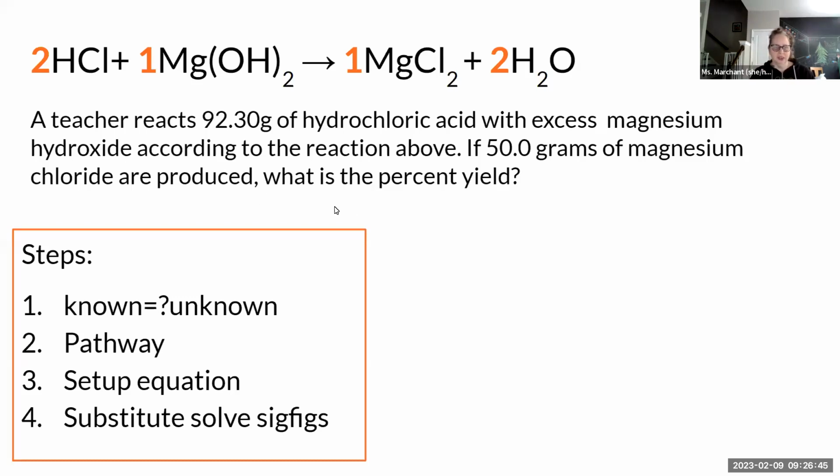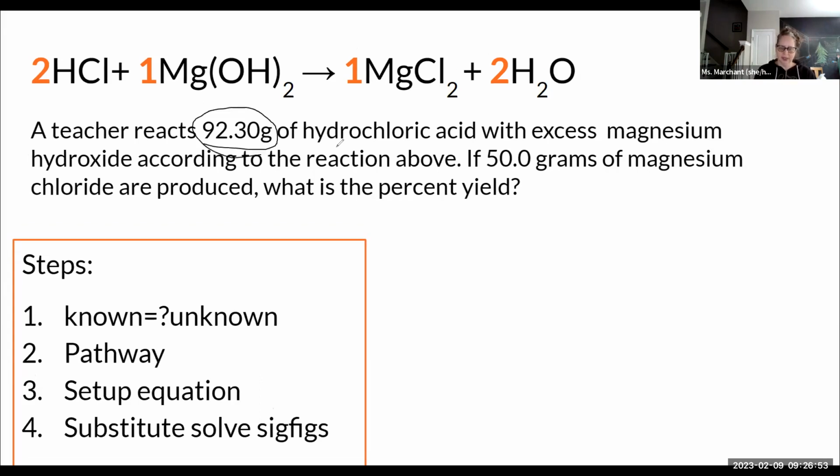A teacher reacts 92.30 grams of hydrochloric acid. So right off the bat, I know on my paper, I'm going to write 92.3 grams of hydrochloric acid. And since I also know I need to write the balanced chemical reaction, because if I'm doing stoich, I always need a balanced chemical reaction, I'm just going to go ahead and write the balanced chemical reaction and my knowns right above it. So 92.30 grams of hydrochloric acid with excess magnesium hydroxide, excess. You see excess there, oftentimes it's not a limiting reactant. So that is always nice.